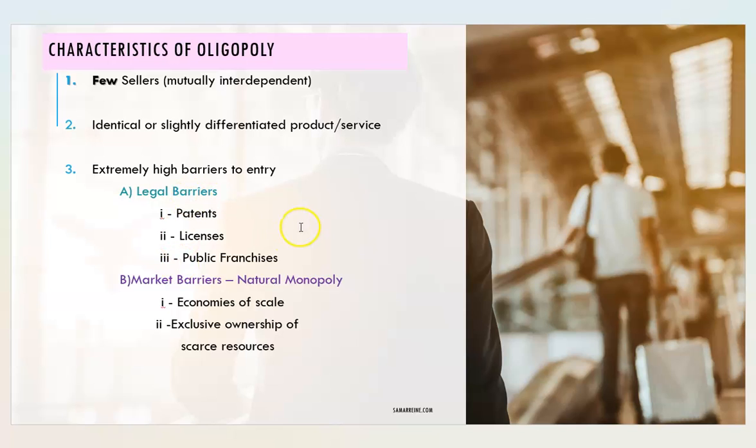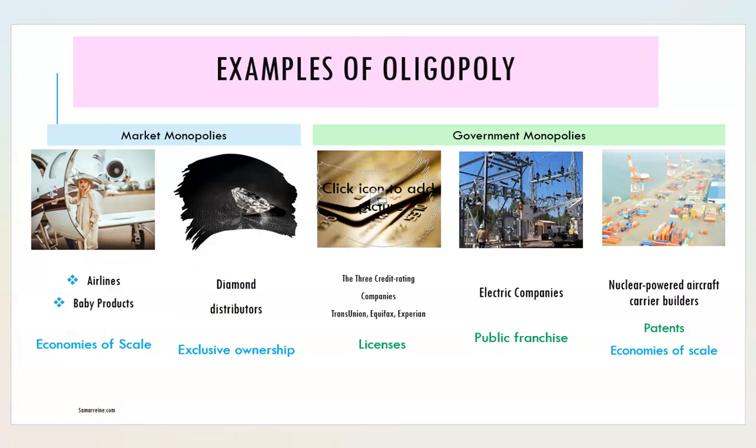Extreme barriers to entry. They're the same as a monopoly. The difference is those barriers produce a few instead of one company. The same thing with economies of scale and exclusive ownership of a scarce resource. Like here. Let's go over it here.